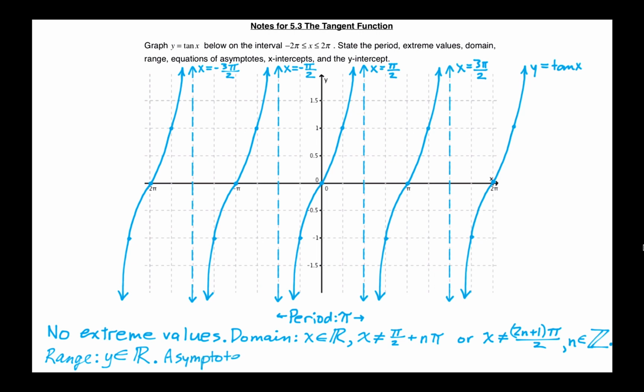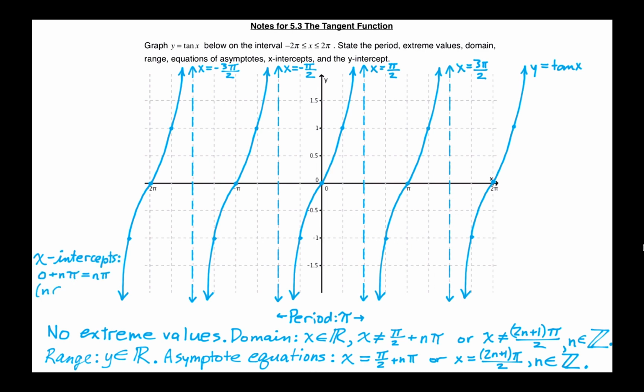The equations of the asymptotes are x equals pi over 2 plus n pi, or x equals 2n plus 1 pi over 2, where n is an integer. The x-intercepts are the places where it crosses the x-axis. So 0 is the first one, plus 1 pi, plus 2 pi, etc., or minus 1 pi, minus 2 pi. So plus n times pi, where n is an integer. And the y-intercept is at 0.